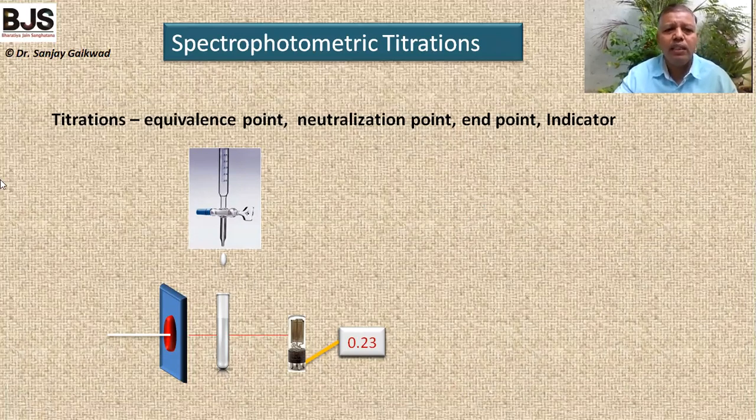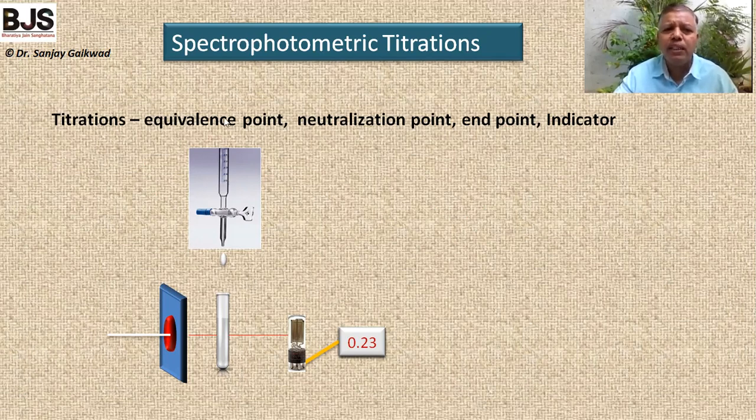Now we know that in titration, we are finding the equivalence point, neutralization point, or end point by using an indicator, that is a volumetric method. But in the case of spectrophotometric titration for a colored solution, we observe that after a certain concentration, when we mix together, the color change takes place, and due to the change in color we can observe the absorbance suddenly change from the instrument, and one can calculate the equivalence point.